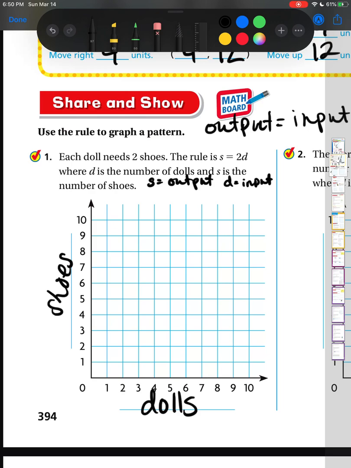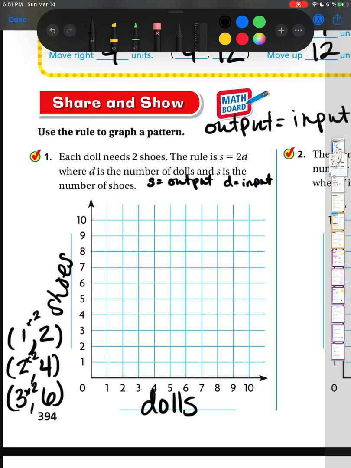So let's start picking some numbers. We could always just write our numbers on the side. And let's try doing 3 number pairs. So let's say we'll start with our input of 1, 2, and 3. So if our rule is S is equal to 2D, that means 1 times 2 gets us our output. 2 times 2 gets us our output. 3 times 2 gets us our output. Well, 1 times 2 is 2. 2 times 2 is 4. And 3 times 2 is 6. So these would be our number pairs: 1, 2, 2, 4, and 3, 6.